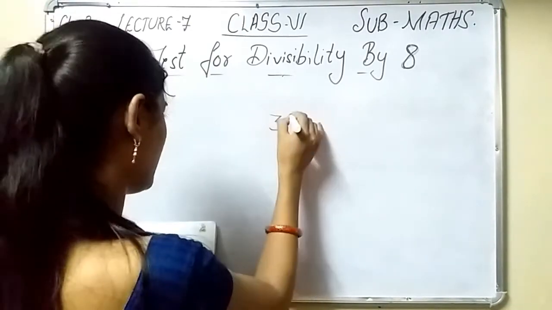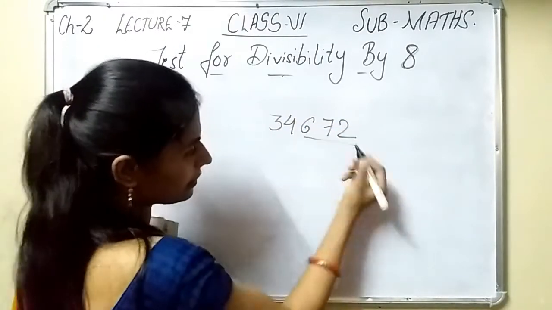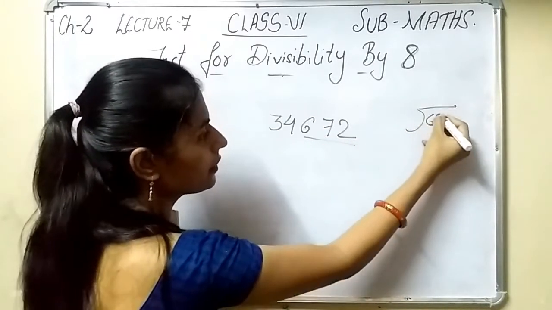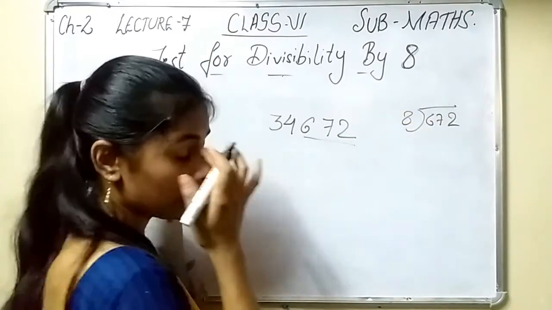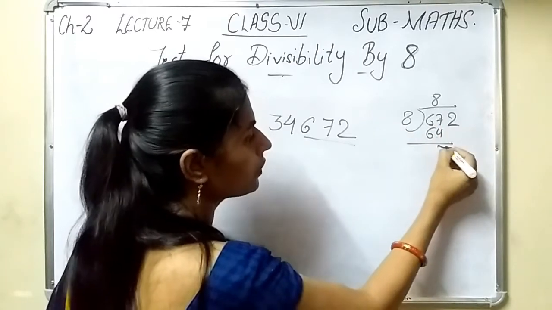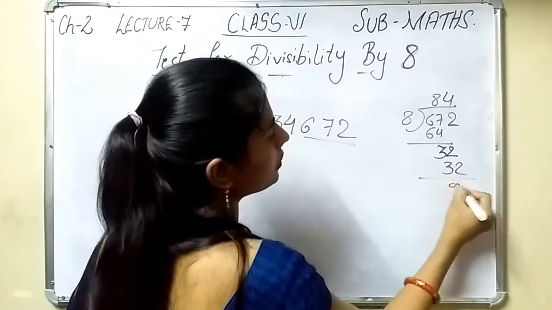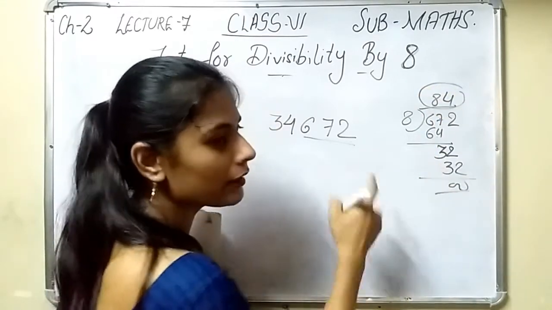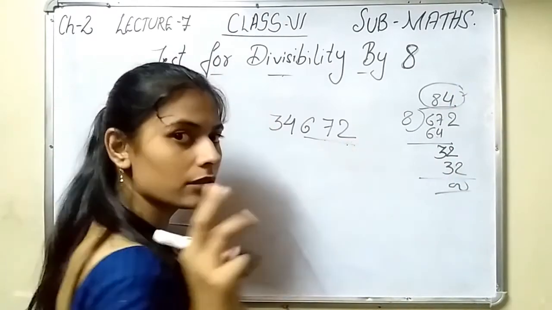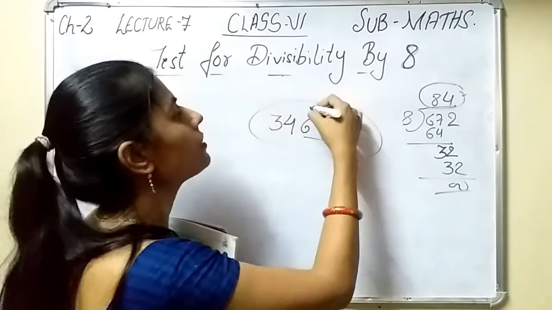See, 3, 6, 7, 2. First of all, see the last 3 digits. Check if 6, 7, 2 is divisible by 8 or not. Just divide it. 6, 7, 2 divided by 8. 8 sixes are 64, subtract 64 from 67, that is 3, bring down 2, 32. 8 fours are 32. Remainder 0, the quotient is 84. If you get the remainder 0 here, it means it is divisible by 8. If the last 3 digits of 3, 6, 7, 2 are divisible by 8, then this full number is also divisible by 8.